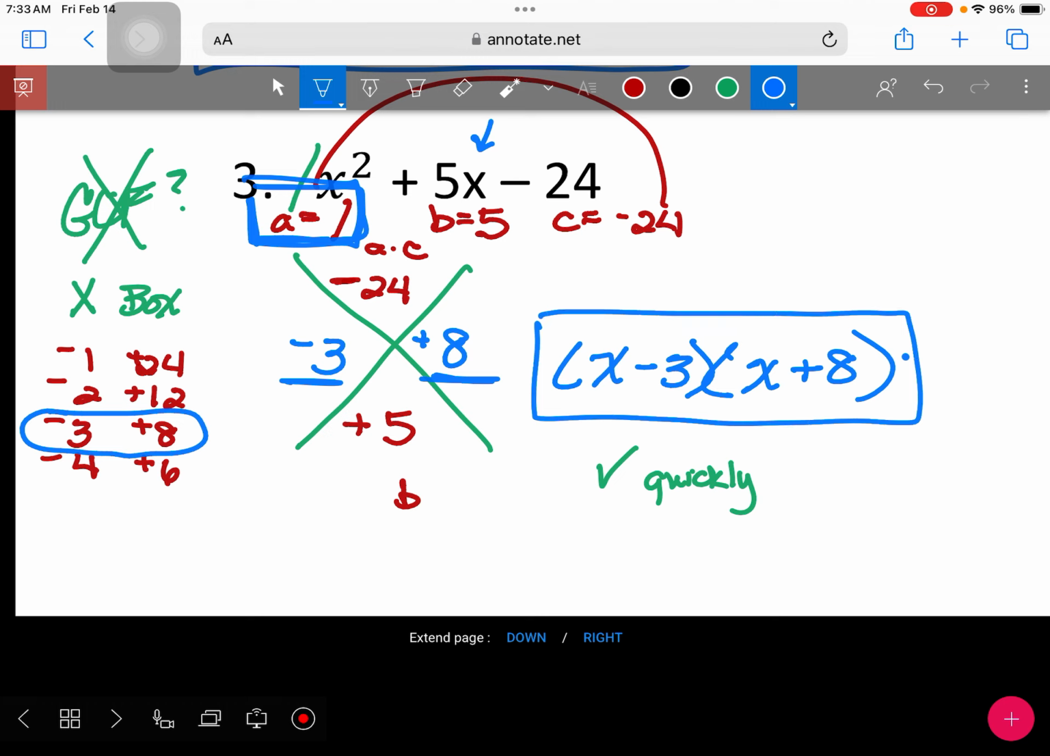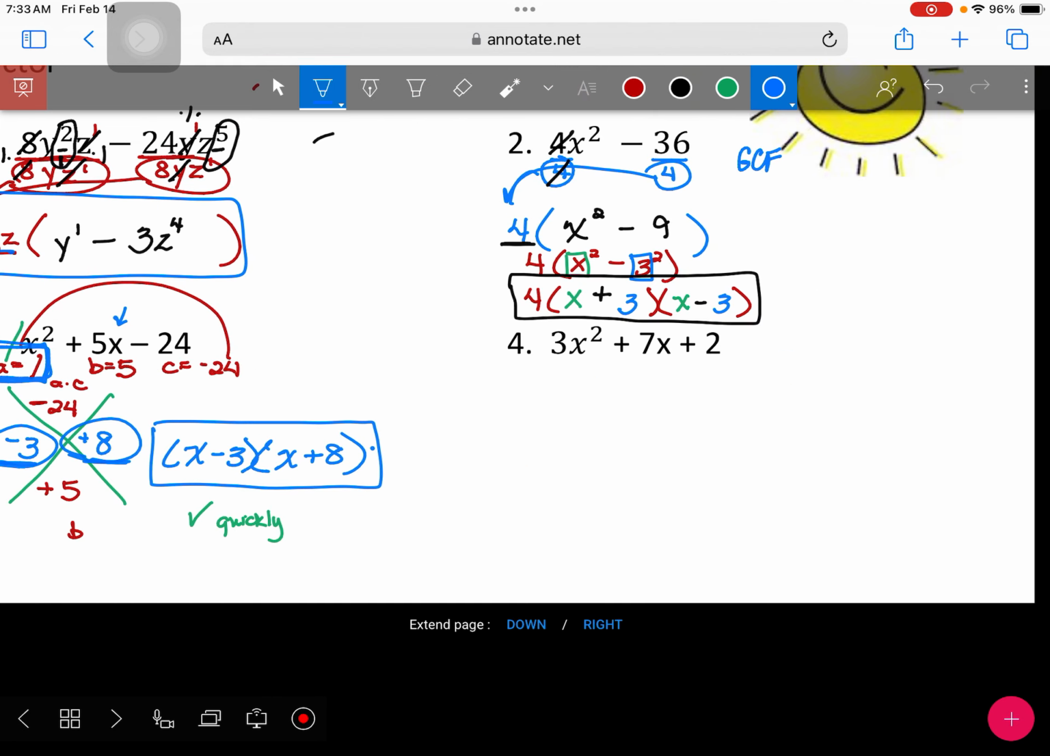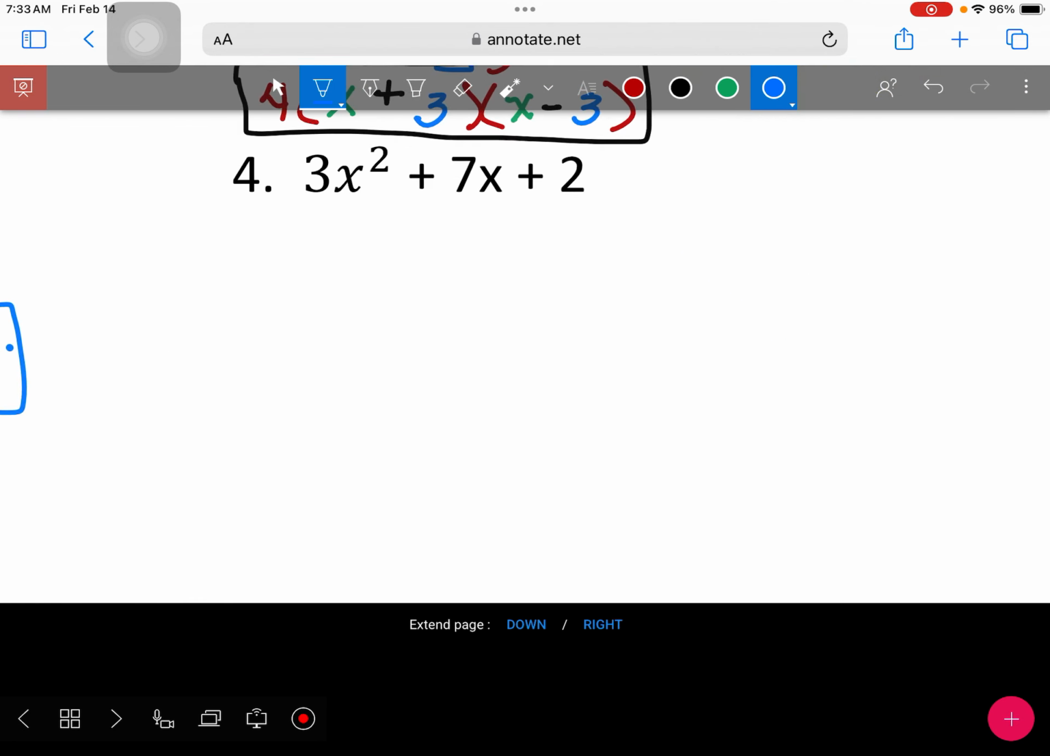Do we understand that only works when A is equal to 1, though? Shake your head yes. Or no if you don't get it. Dana? Yeah? Okay. Charles? And A is equal to 1. When you do this X part, right there are your factors. All right, let's go to the last one. Pay special attention to this one.